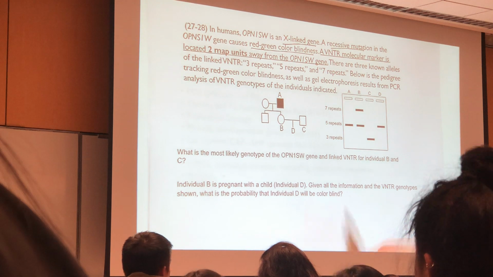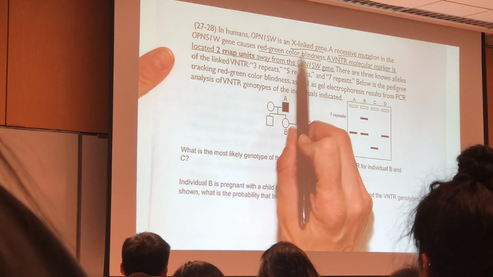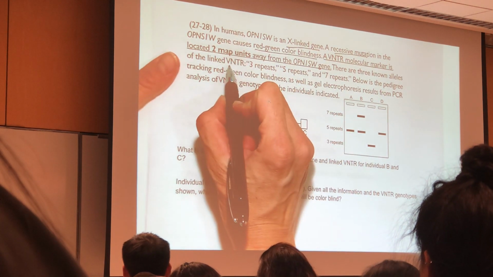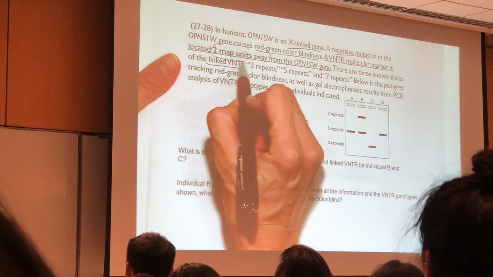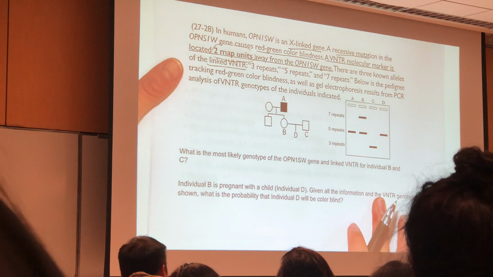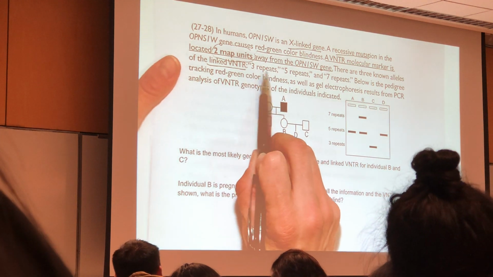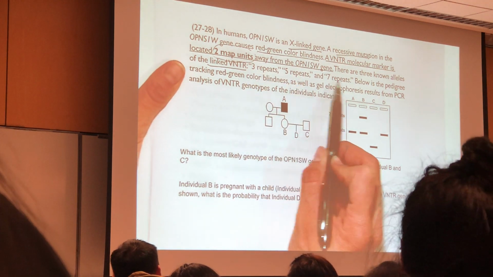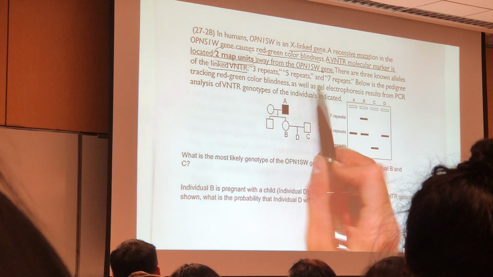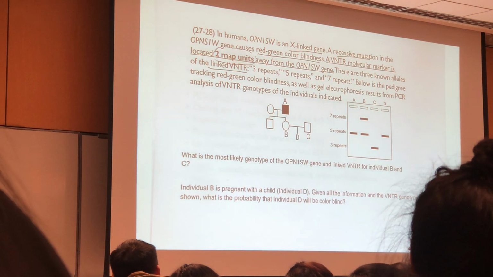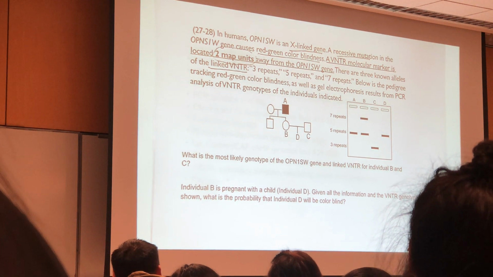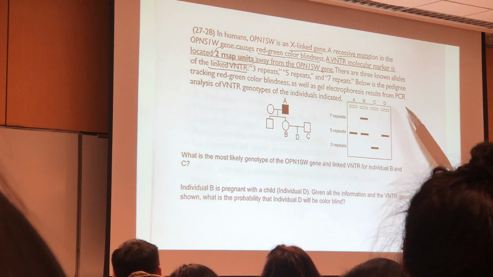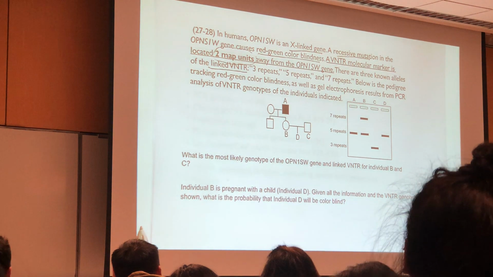Okay. So we were tracking this gene that is linked to a VNTR, and it's 2 map units away, bold and underlined. There are 3 alleles of this VNTR: 3 repeats, 5 repeats, and 7 repeats. So these are the 3 different alleles that people have for this. Below is a pedigree tracking red-green color blindness, as well as gel electrophoresis of PCR of the VNTR genotypes.